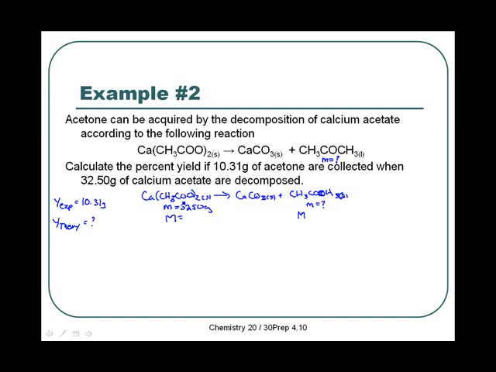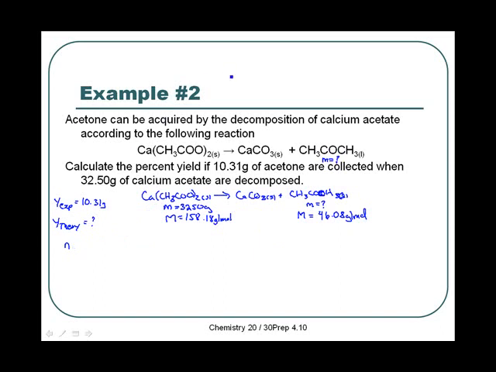So the molar mass of our calcium acetate is 158.18 grams per mole. The molar mass of our acetone is 46.08 grams per mole. And now we're just going to follow our gravimetric stoichiometry. We're going to find the number of moles of our calcium acetate, use our mole ratio to find the number of moles of acetone, and then find our theoretical yield.